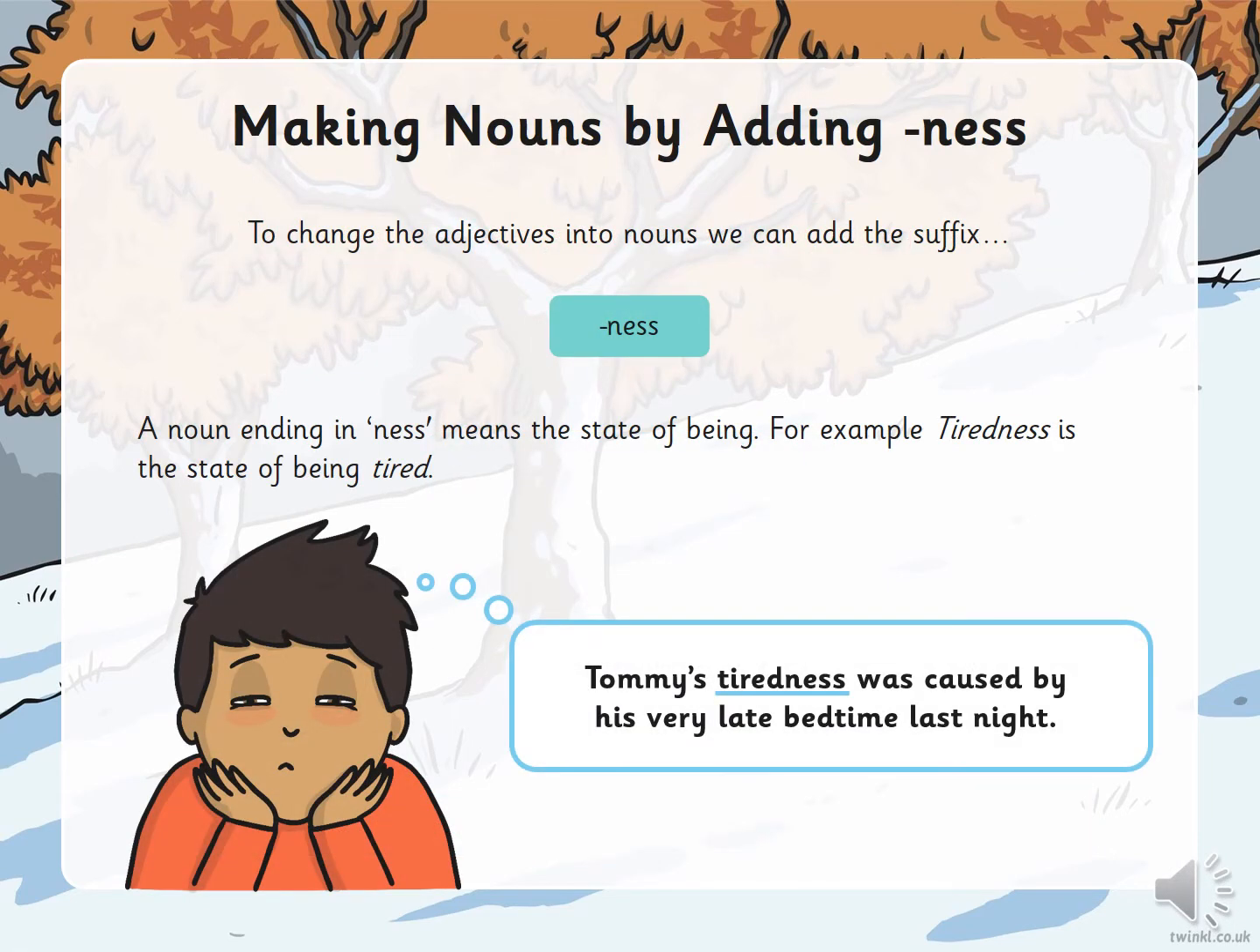To change the adjectives into nouns, we can add the suffix ness. A noun ending in ness means the state of being. For example, tiredness is the state of being tired. Tommy's tiredness was caused by his very late bedtime last night.